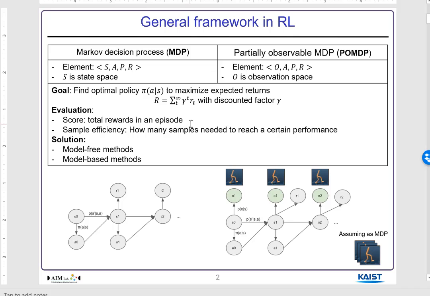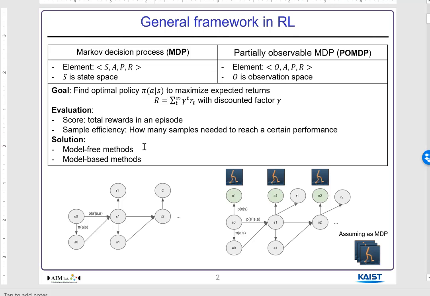And to evaluate the performance, we usually consider two quantities. First is the score, which is the total reward in an episode, or the return. And the second one is the sample efficiency, meaning how many samples we need to reach a certain performance.